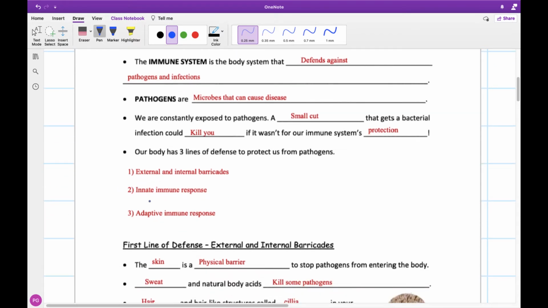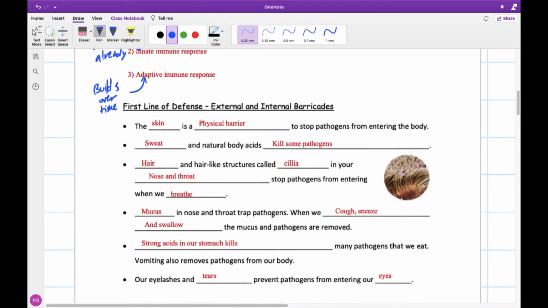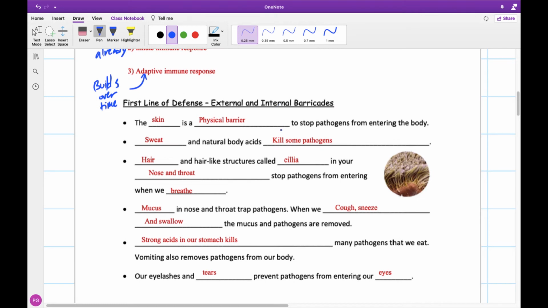The difference here between the two immune responses: innate, this is something that we already have. So everyone is born with this, whereas our adaptive immune response builds over time. So let's look at our first line of defense: external and internal barricades.